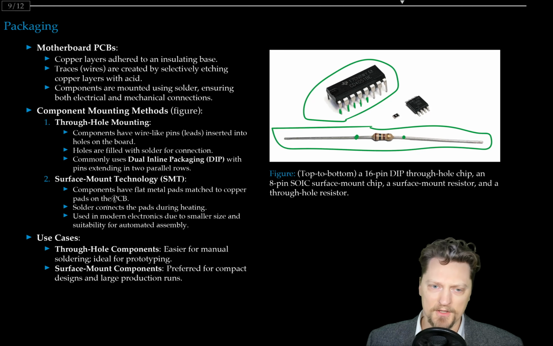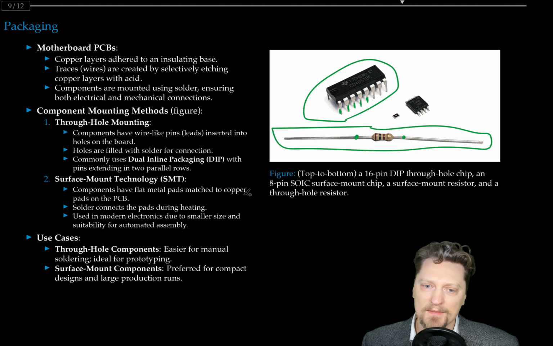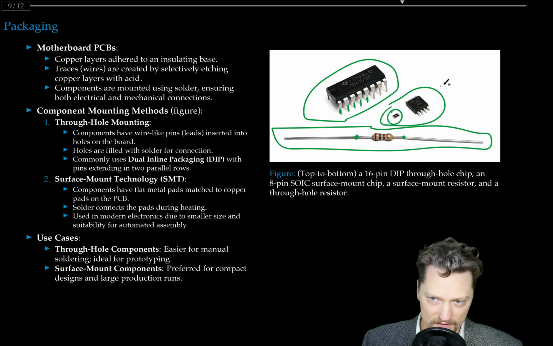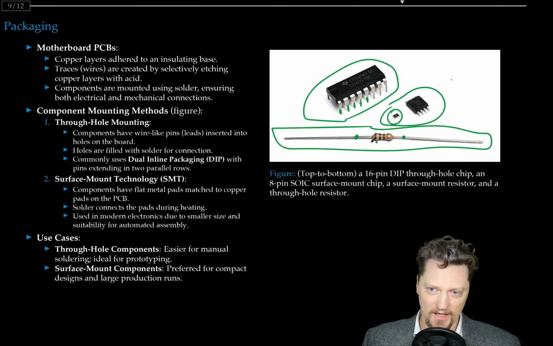Surface mount technology, or SMT. In this standard, components have flat metal pads matched to copper pads on the PCB. Solder connects the pads during heating. It's used in modern electronics due to smaller size and suitability for automated assembly. So we have two SMT components here. This smaller one here is a resistor.